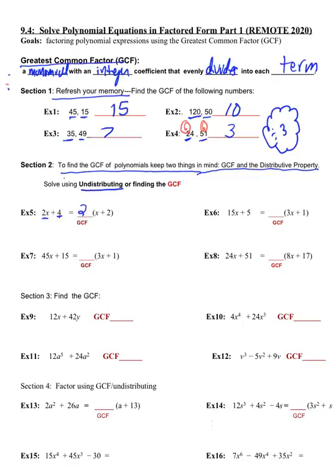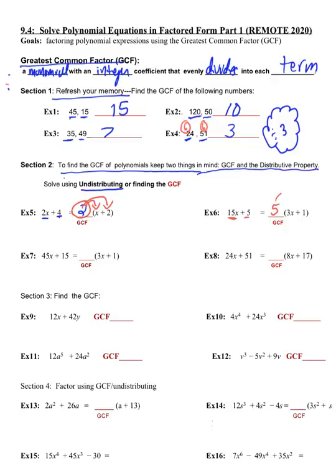All right? And I always like to double check my work. So you can double check this by using the distributive property. 2 times x is 2x. And 2 times 2 is 4. So we are on the right track. All right. Example 6. Again, you are looking for the highest factor that evenly divides into 15x and 5. And the highest number that evenly goes into both is 5.